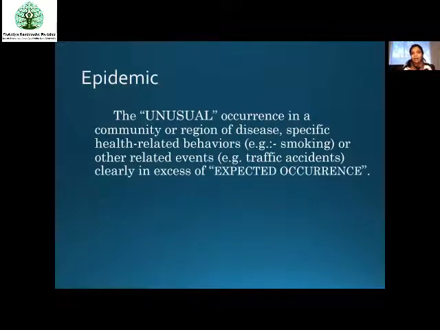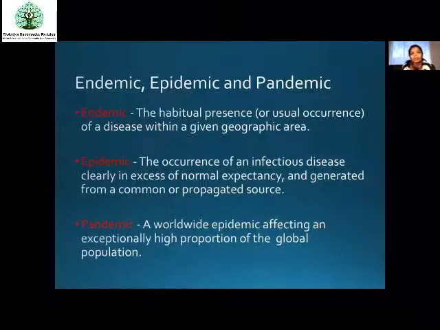Now let us move ahead and see the other related terminologies. Okay, so epidemic is also related with endemic or pandemic. So what is endemic? En means inside, epi means outside, right? We understood this when we were understanding the term epidemiology. Now en is inside. The habitual presence or usual occurrence of the disease within a given geographic area. Now, en means the usual occurrence.